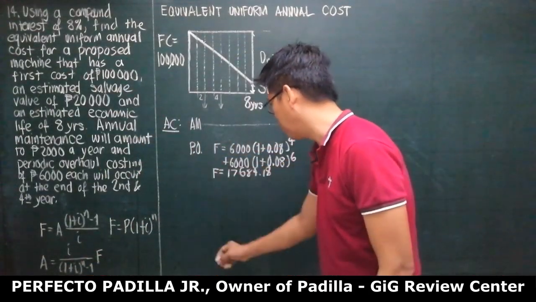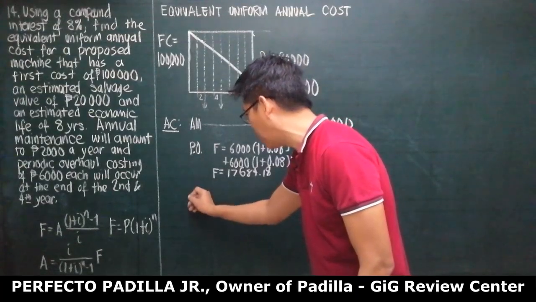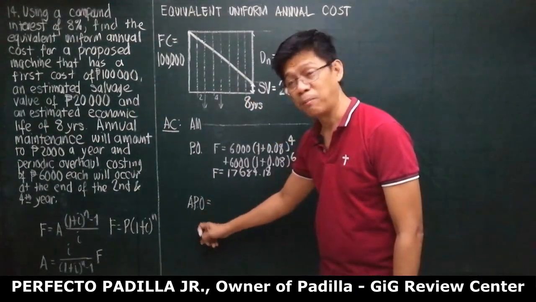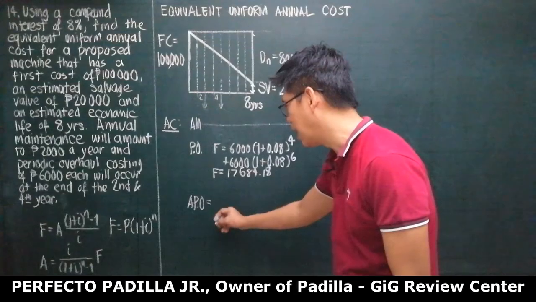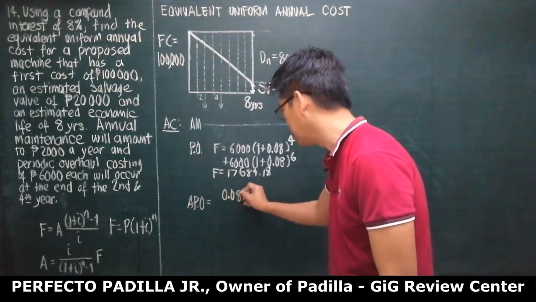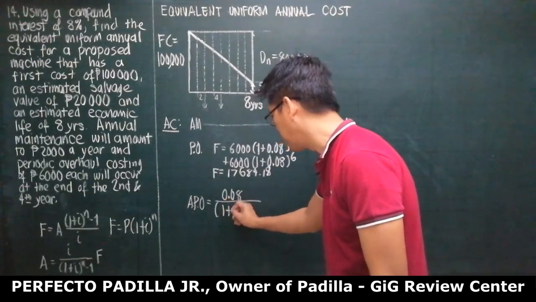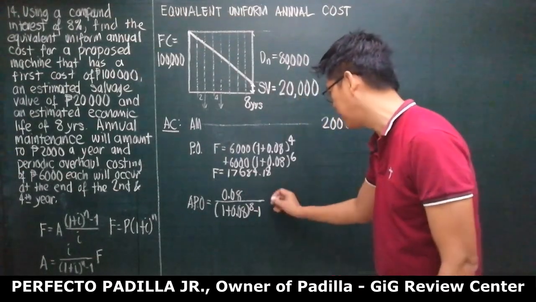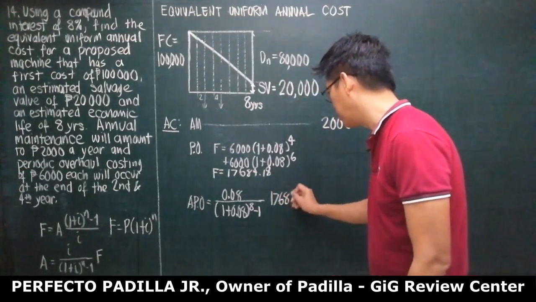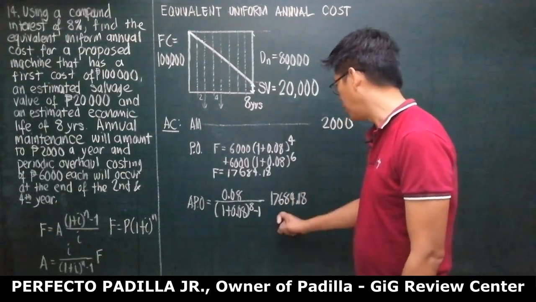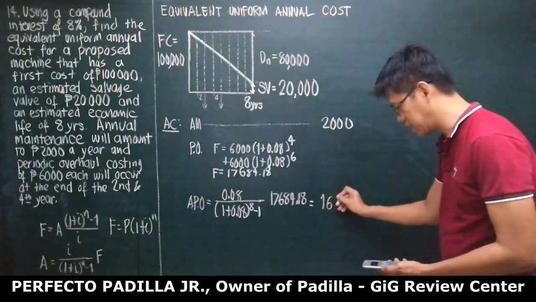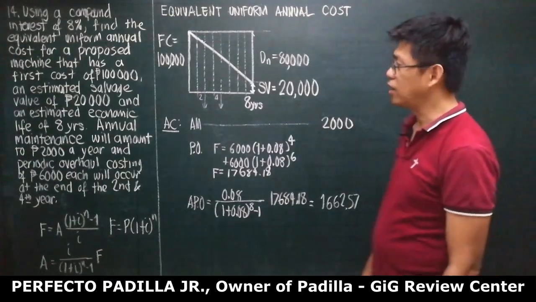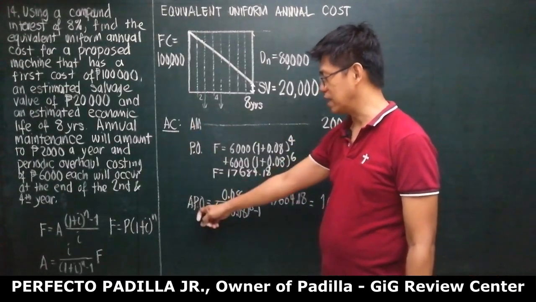So, yung ating PO is going to be yung ating annual periodic overhaul. Equivalent, no? Periodic overhaul is going to be I, 0.08 times 1 plus 0.08 raised to 8 minus 1 times F, 17,684.18. So, computing this will be 1,662.57. Okay? So, meron na tayo nito sa ka-equivalent na annual nito.